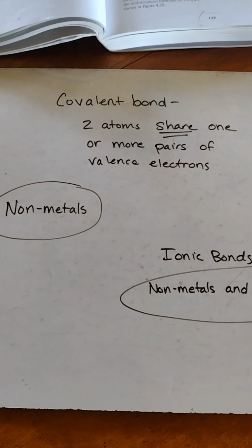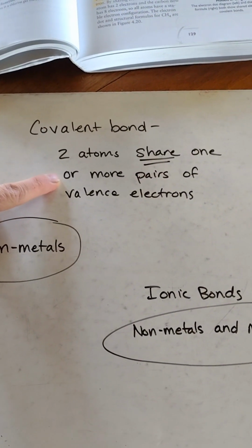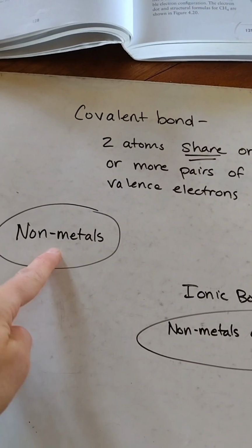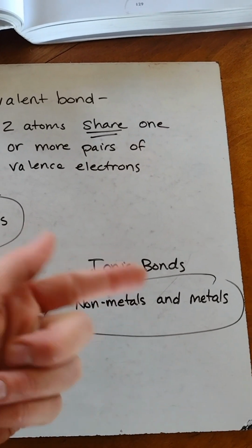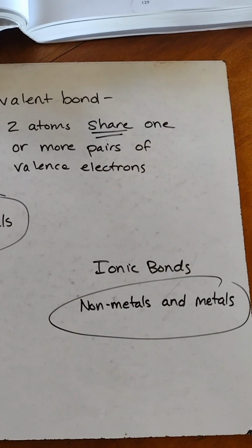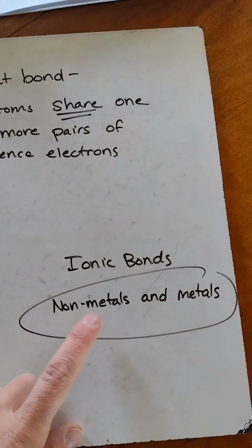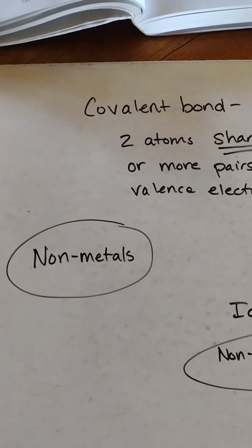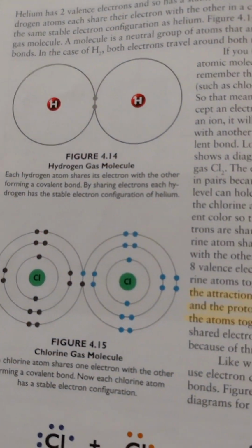Covalent bonds are a little bit different because 2 atoms are sharing 1 or more pairs of valence electrons, and it's happening between nonmetals. With the ionic bonds, 1 was giving up an electron or 2, and 1 was gaining an electron or 2, and those are happening between the nonmetals and the metals. For covalent bonds, with the nonmetals, they're actually going to share electrons.